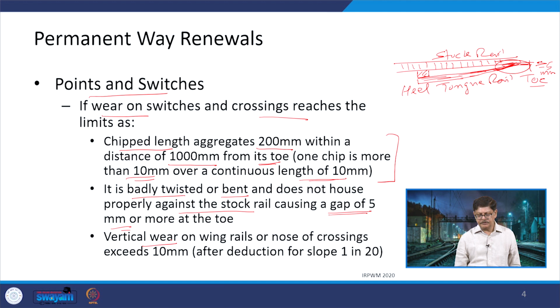Or if the vertical wear on the wing rails or the nose of the crossing exceeds 10 mm, then also we have to go for the renewal. But when we are talking about this 10 mm, we have to consider the effect of the slope, which is 1 in 20. Therefore, whatever value is there because of the slope has to be deducted from the vertical wear value which is measured, and then if it exceeds 10 mm, that has to be considered.